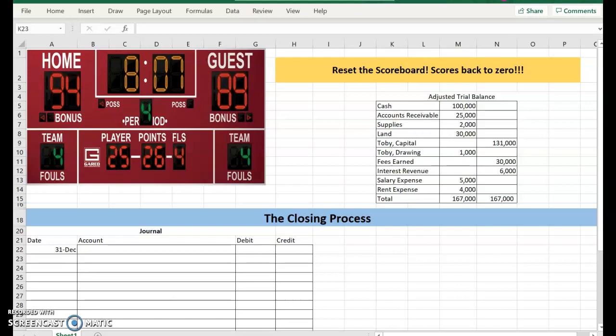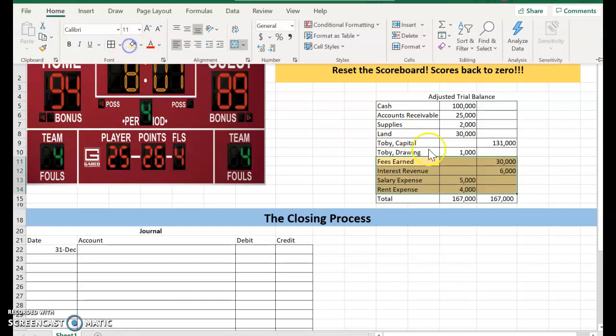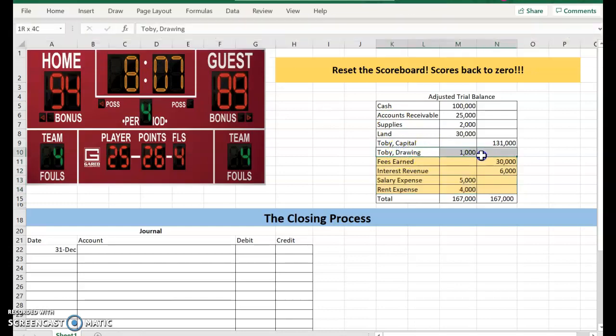It's like a scoreboard after a basketball game. Once you're done with the game, you get ready for the next game by zeroing out the scoreboard. So we want to do the same thing with some of our accounts. We want to zero them out to get ready to start the next period. So these accounts are our temporary accounts, and we want to zero these out.